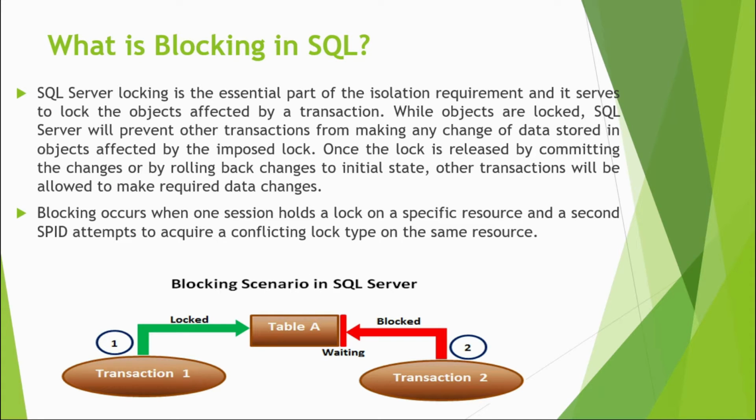So, what is blocking in SQL? SQL Server blocking is an essential part of isolation requirement and it serves to lock the object affected by a transaction. So, let's say if there are two transactions, transaction 1 and transaction 2, and transaction 1 is trying to access table A at first, it will acquire a lock on that table, and that means the second transaction won't be able to access that particular table within that period of time.